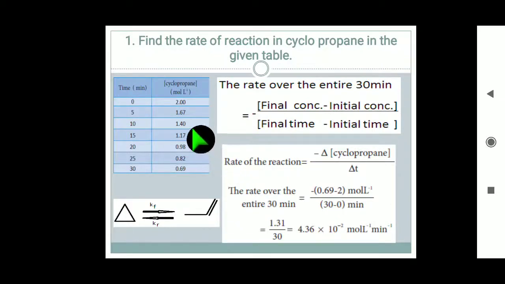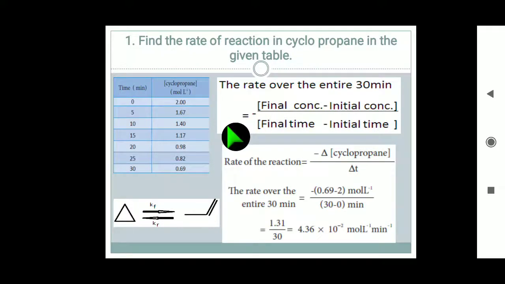Okay. Here they have given one table regarding the cyclopropane. When the time increases, the concentration of cyclopropane decreases. At 0 time, the concentration of cyclopropane is 2 mole per liter, and when the time increases to 30 minutes, the concentration is 0.69 mole per liter. Okay.